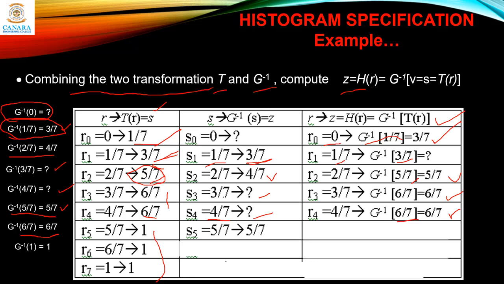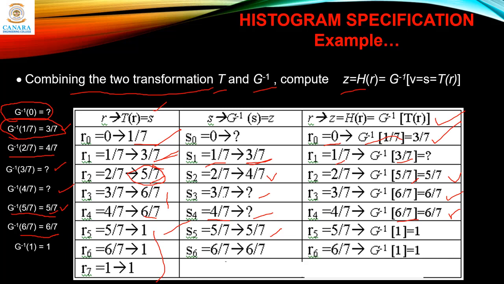Next, S5 is 5 by 7, G inverse of 5 by 7 is 5 by 7. And R5 equal to 5 by 7, T of R of 5 by 7 is 1, so G inverse of 1 is 1. And S6 is 6 by 7, maps to 6 by 7. R6 of 6 by 7 is G inverse of 6 by 7, which is 6 by 7. G inverse of 1 is 1, and S7 equal to 1 is 1, and R7 of 1 is equal to 1.